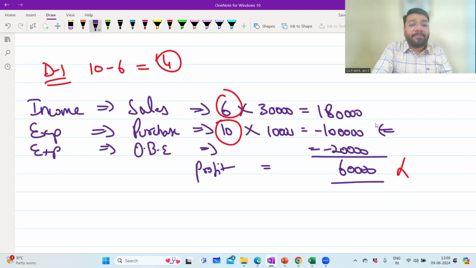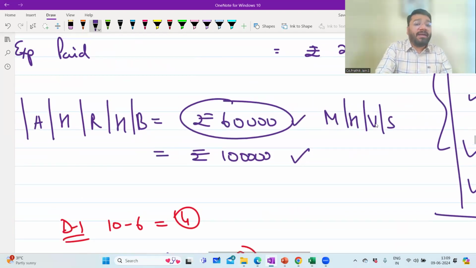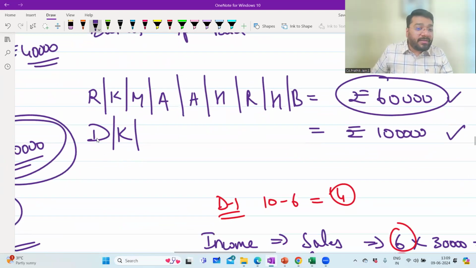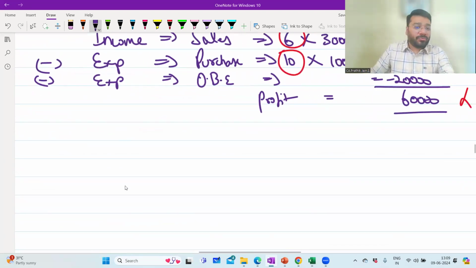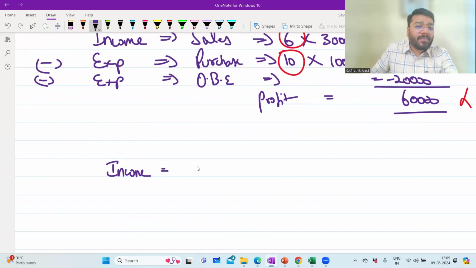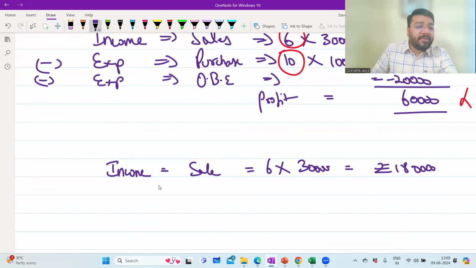Now let's see how the answers were got by the other set of people who said the profit is 1 lakh. So here Deepak and Kavin, 2 people said 1 lakh rupees. How did they get it? I would want to know. Sir, my income is sale. Sale is my income. How many mobile phones have you sold? So 6 mobile phones into 30,000. So income is 1,80,000. Turnover, sale, whatever you say, is 180.